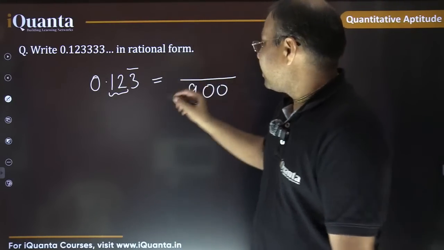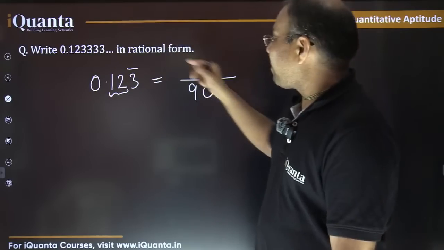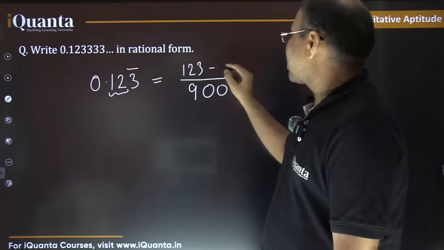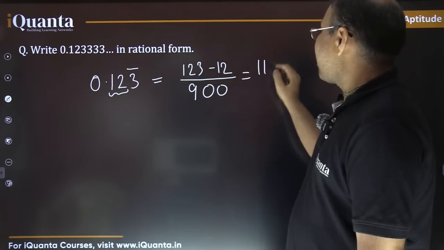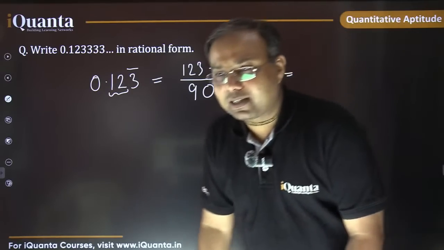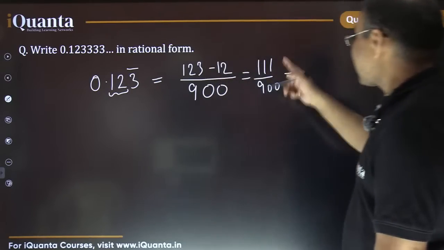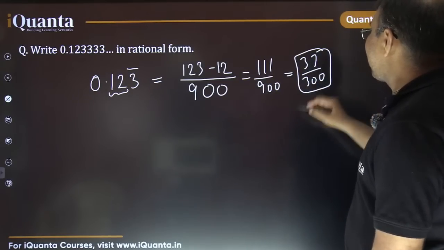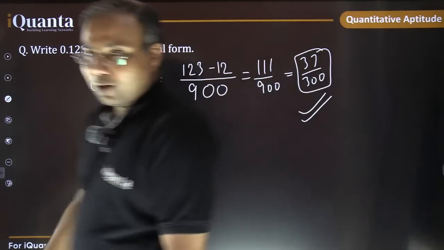Fine. Numerator is complete number, removing the bar and the decimal, it is 123, and subtract the extra number, that is 12. So it is 111 divided by 900. Can you cancel out any common factor here? Yes, 3 is a common factor. So 37 by 300. So this is the final answer. Okay.